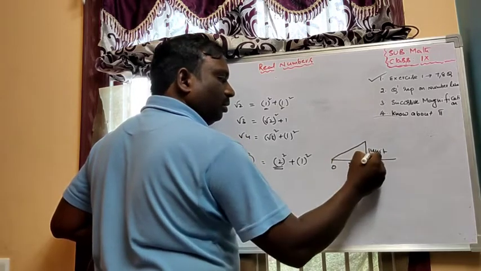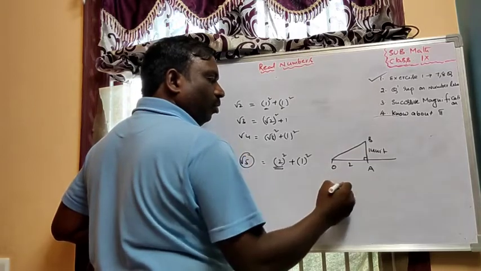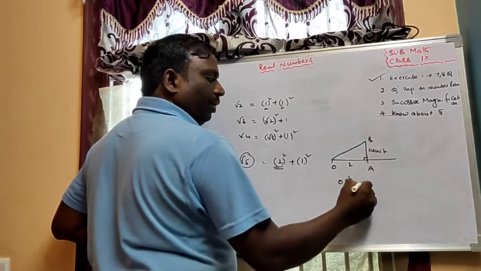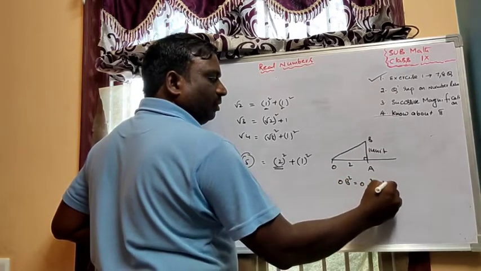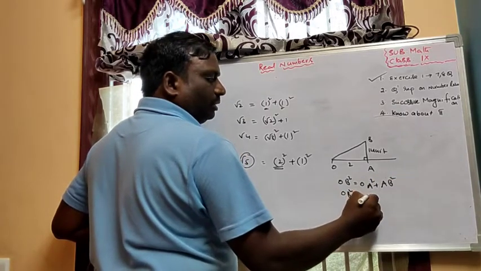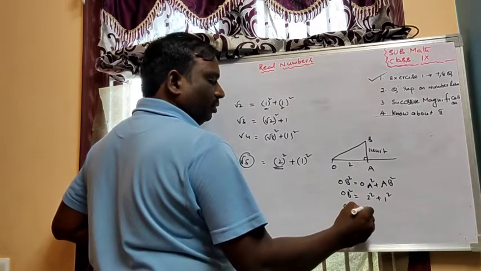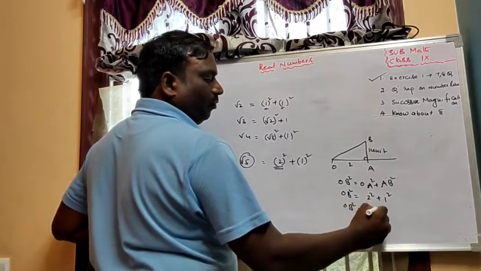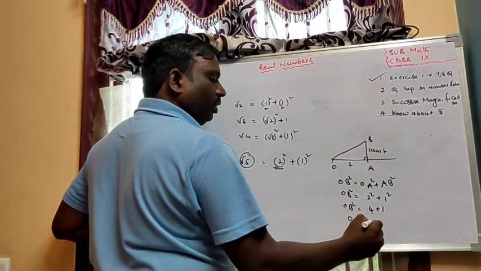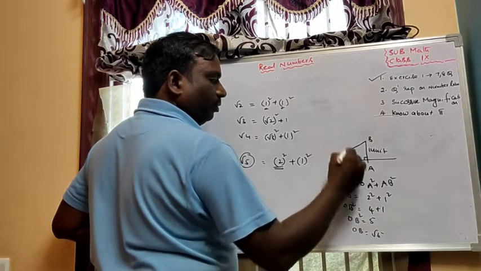Join this one. So again apply Pythagoras theorem. OB square equal to OA square plus AB square. OB square equal to OA square, means 2 square plus 1 square. OB square equal to 4 plus 1. OB square equal to 5, OB equal to root 5.